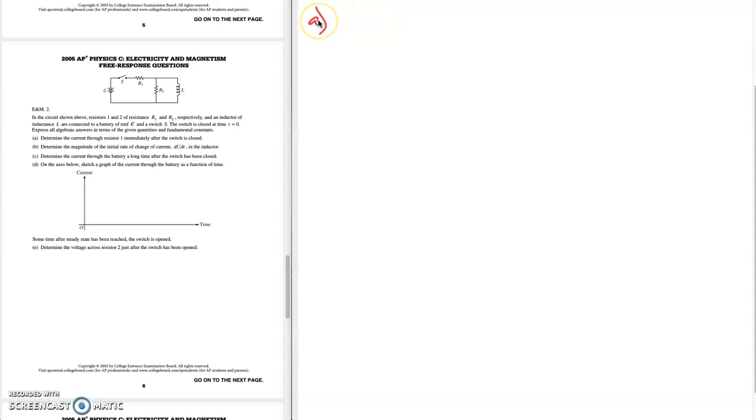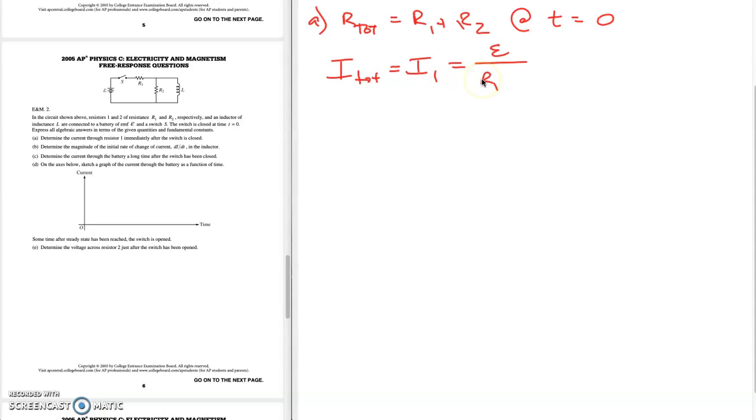So for part A, R total is going to be R1 plus R2 at the instant that the switch is closed, at t equal to 0. So the current through resistor 1 is going to get the total current. So we can say I total equals I1 equals the battery over the total resistance, which is R1 plus R2, and that's all we need, and we're done.